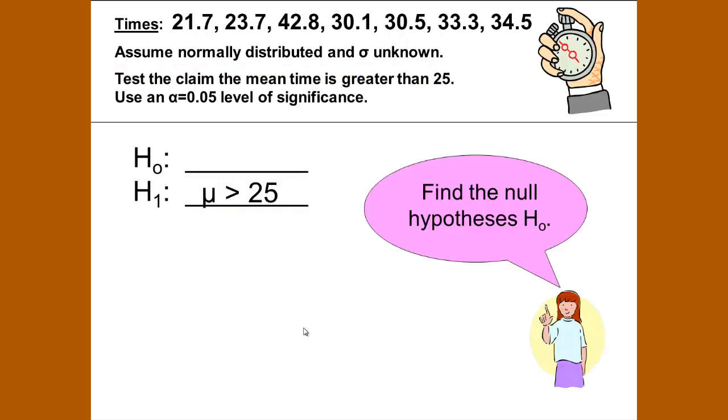Next, we need to find the null hypothesis, H0. The null hypothesis, H0, will be the complete opposite of the alternate. They must always be opposites. So what is the opposite of being greater than 25? It would be less than or equal to 25, remembering that the null must contain the condition of equality. So we have for the null that the mean is less than or equal to 25. Remember that some teachers will just put equal to here.